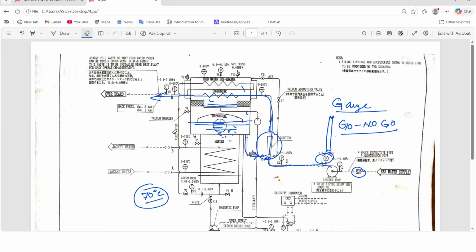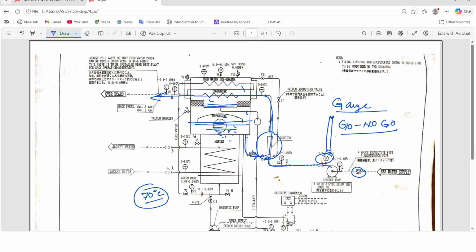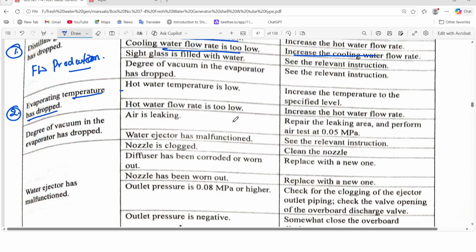Both will result in a lesser temperature in the heater. If the heater temperature is less, there will be less evaporation. So temperature of the shell will also drop in this case. Evaporation temperature will drop, shell temperature will drop. What we have to do is close the bypass, increase the flow rate, and increase the temperature if possible. We can increase the jacket water temperature also by the bypass.